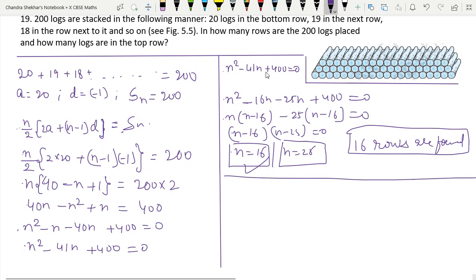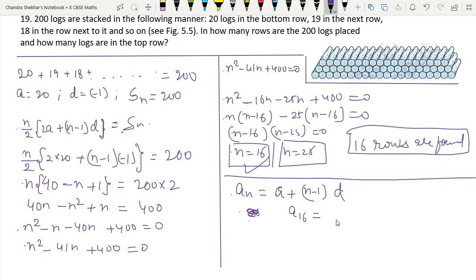Okay, the next part is how many logs are in the top row. So basically we have to find an. So an is a plus n minus 1 d. We know that n is 16. So we find a16. Am I correct? So we have to find a16 here. I'll write here a16 is equal to a. We know the value of a. What is the value of a? 20.